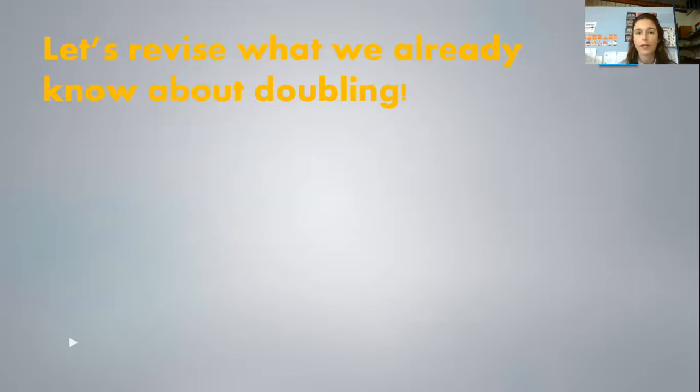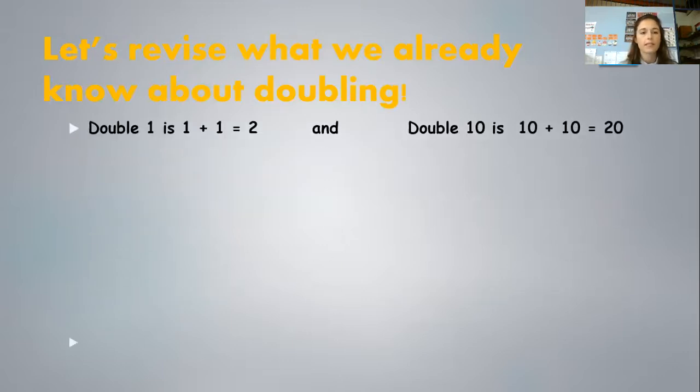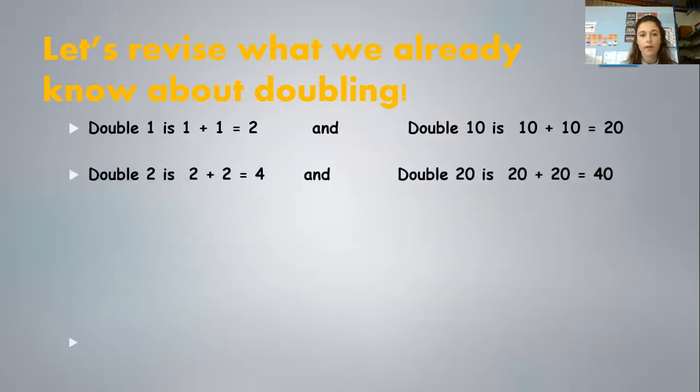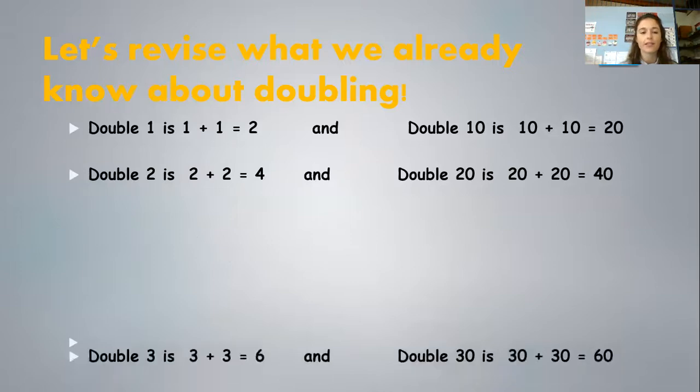Let's revise what we already know about doubling. So we can see double 1. If I ask you to double 1, what you are doing is adding the number onto itself. So 1 plus 1, which equals 2. And then it's easy to see that double 10 is 20. Here we've got double 2, and that is 2 plus 2, which equals 4. So it's easy to see that double 20 will be 20 plus 20, which equals 40. So there you are adding the tens on. So we can even think back to place value, the lesson I did on place value, and there you will add a 0 onto the end.